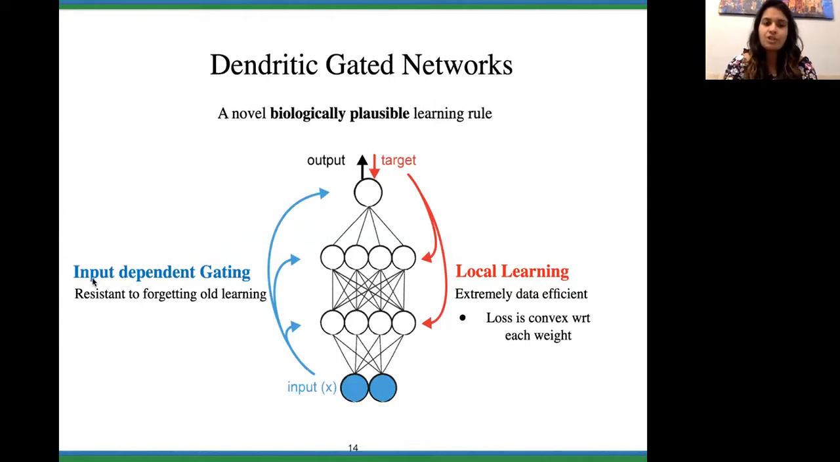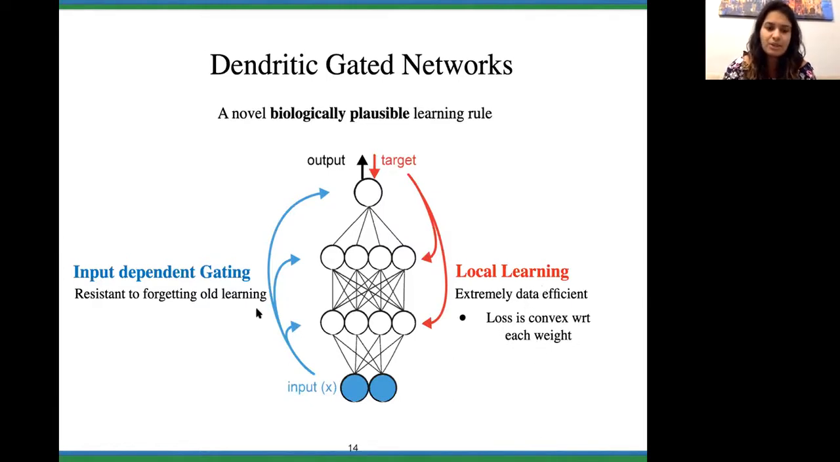And the key features are input-dependent gating. So this input goes into each layer and determines whether the gates are on or off. And this leads it to be resistant to forgetting old learning. So as it's learning new tasks, it still remembers previous learning. The other feature is local learning, which makes it extremely data efficient, specifically because the loss is convex with respect to each weight.